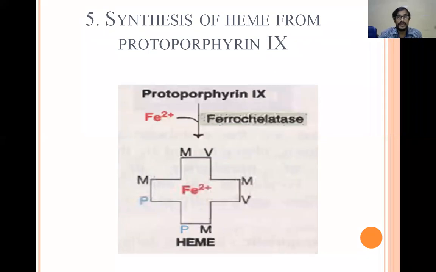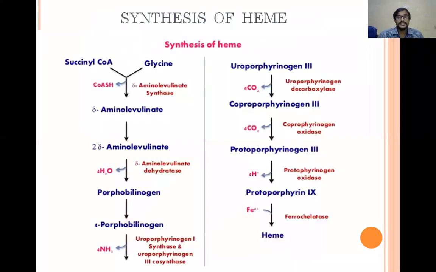And synthesis of heme from protoporphyrin 9 is the final and last step, and the enzyme required for this is ferrochelatase. So this is a very important step, because this is the final step from which heme is synthesized from protoporphyrin. So this is the overview of synthesis of heme. You have to remember the complete biosynthesis, all the steps.